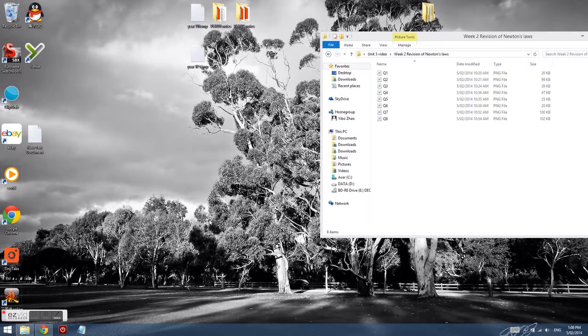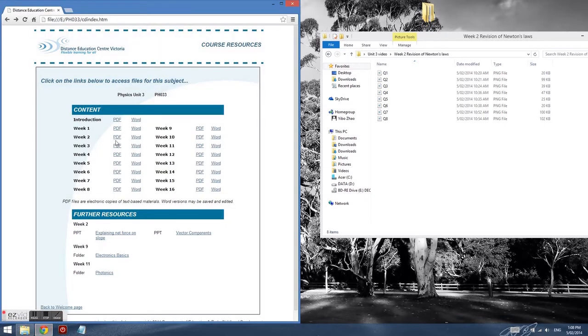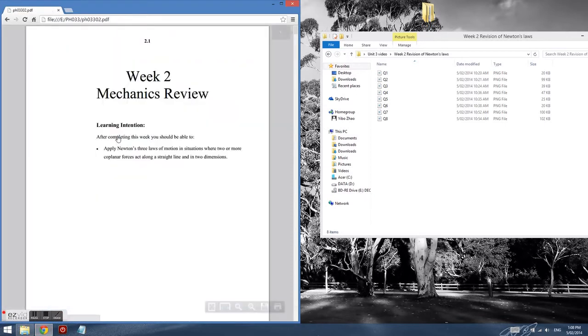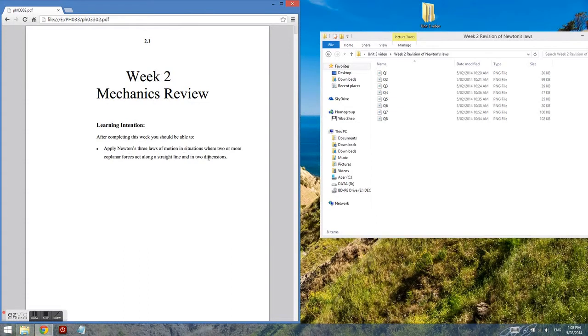Okay, everyone, we are doing week 2, unit 3. Okay, let's go to your notes first. If you go to your notes on week 2, this week we are doing revision of your year 11 motion, basically your Newton's laws. You should learn all this in year 11. However, I'm just going to go through a few example questions.